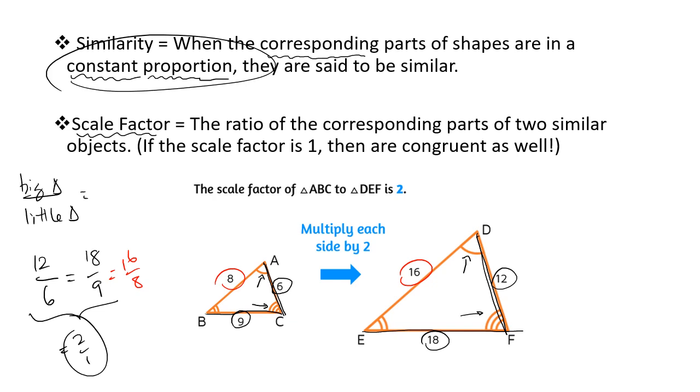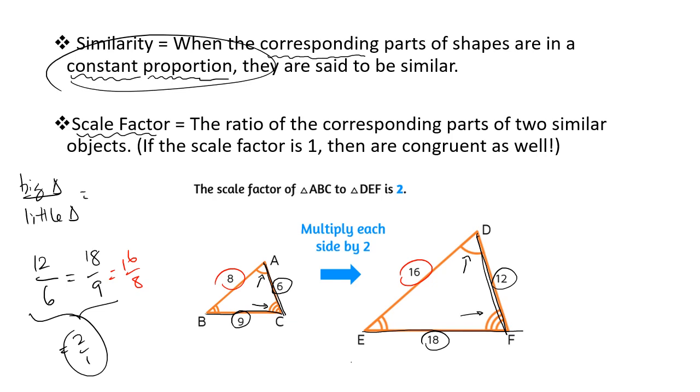And so you can see that going from the little triangle to the big triangle, I'm multiplying everything by 2. So if I'm looking at these corresponding sides, the 8 times 2 gives me 16, the 9 times 2 gives me 18, and so on.